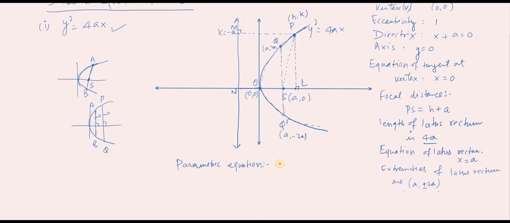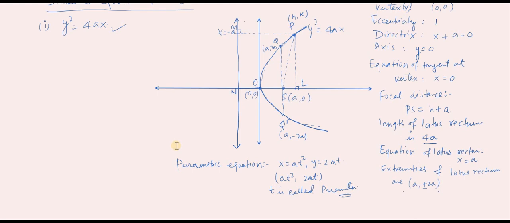Parametric equation: x is equal to at square and y is equal to 2at is called the parametric equation of the parabola y square is equal to 4ax, and in coordinate form it can be written as (at square, 2at). So here t is called the parameter and it's any real number, and obviously (at square, 2at) will always lie on y square is equal to 4ax.